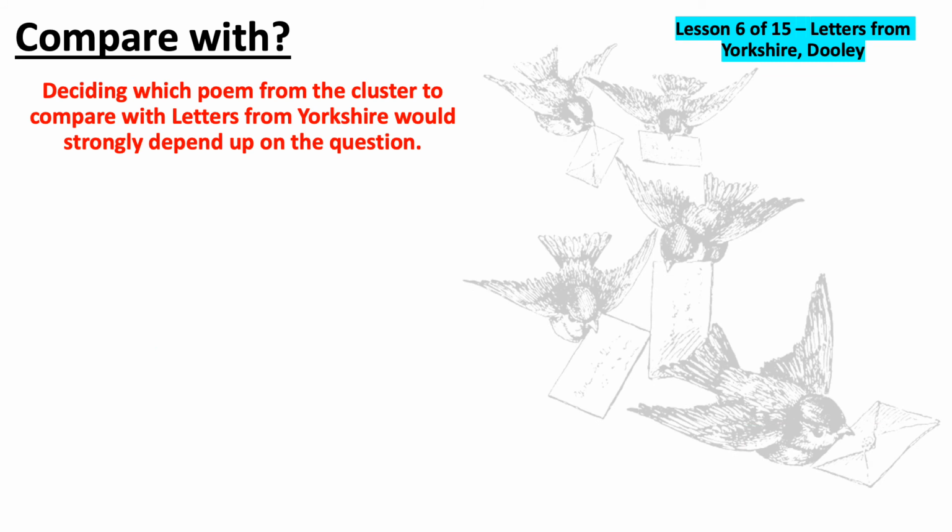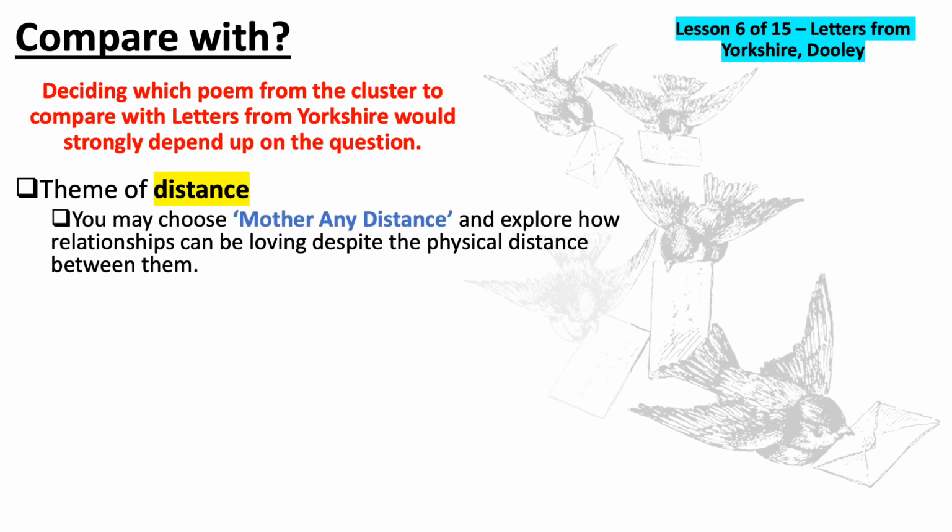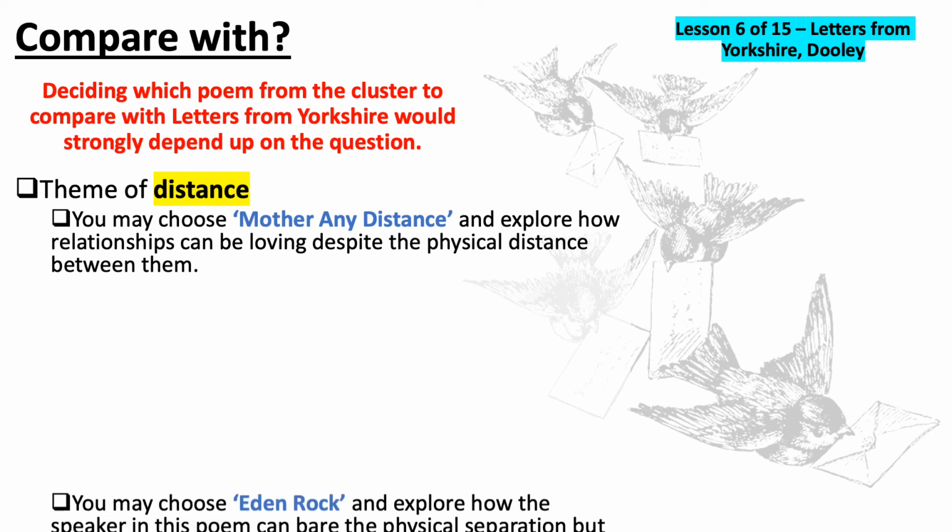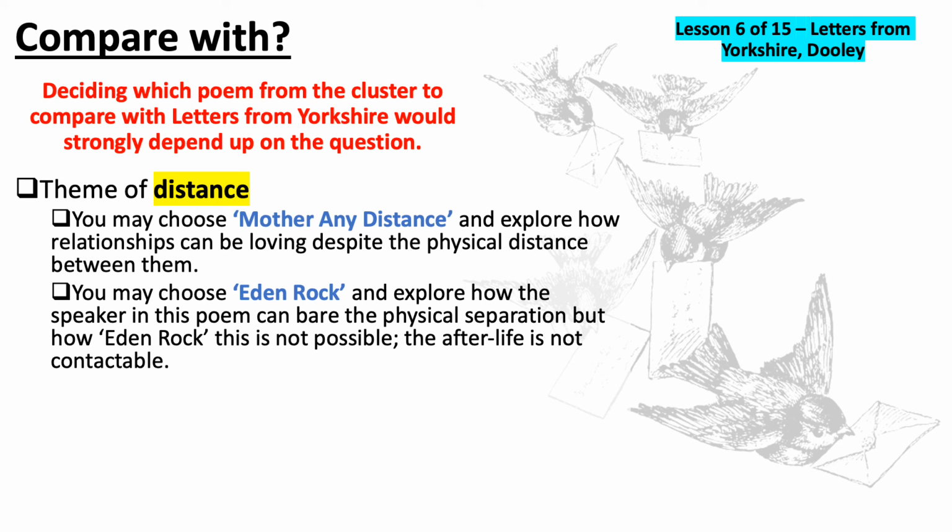Okay, so our final box then, what would we compare this poem with? What would we choose to compare Letters from Yorkshire to in our comparative essay? Well, that actually for this poem would depend upon the question, and I've put a couple of scenarios here. So if it was about the theme of distance, you may choose Mother, Any Distance and explore how relationships can be loving despite physical distance, or you may choose Eden Rock and you may explore how in this poem the speaker can't overcome the physical distance in their relationship and he just has a desperation to join them, because of course the afterlife is perhaps not contactable in the same way a different place in the country is.